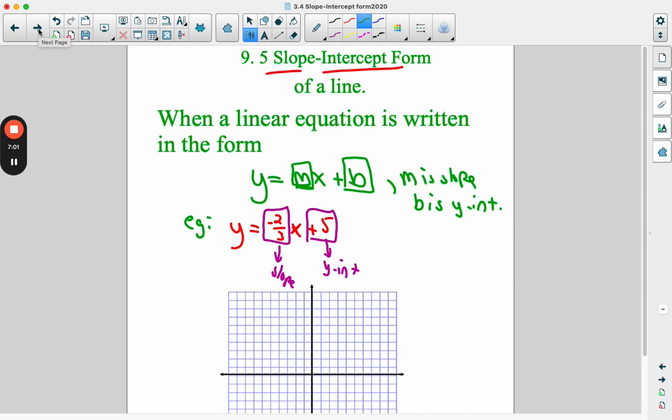So the slope intercept form of a line is what it's called when you have a linear equation written in the form y equals mx plus b, where m is our slope and b is our y-intercept. Now before we go any further, I'm going to back up 2 slides, and you can just watch if you want.